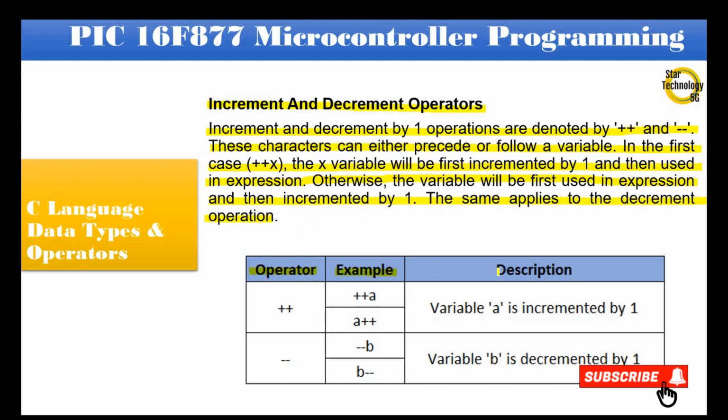Operator, example, description. Operator ++A: variable A is incremented by 1. It will increment the value of A by 1. A++: it will also increment the variable A by 1. Operator --B: variable B is decremented by 1. It will decrement the value of B by 1. B--: it will also decrement the variable B by 1.